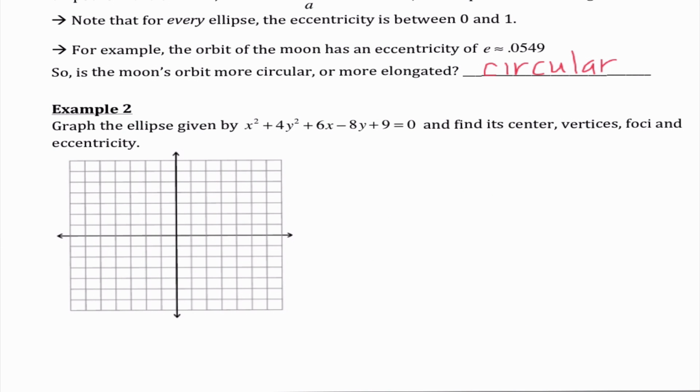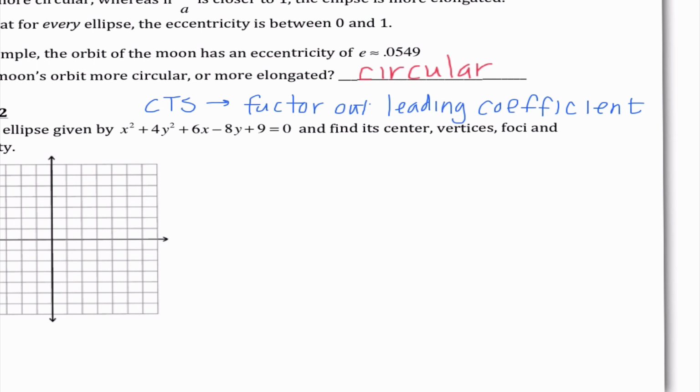Okay, so looking at number 2, it looks like we're doing pretty much the same things, but what stands out to me here is that we have these extra terms, so that means that we are going to have to deal with completing the square. So I just want to remind us that when we are using completing the square, we do need to begin by factoring out the leading coefficient.